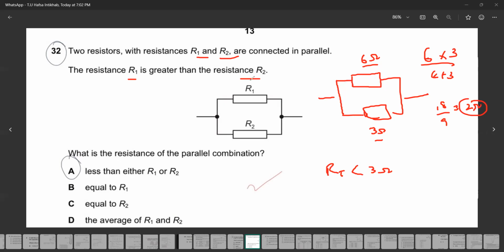So if R1 is greater than R2, then the total resistance will be less than R2 as well as R1. It is always less than the smallest one in the combination. So what is the resistance of the parallel combination? The combined resistance will always be smaller than the smallest one in the combination. It will be smaller than both of the resistors. Is this question clear?